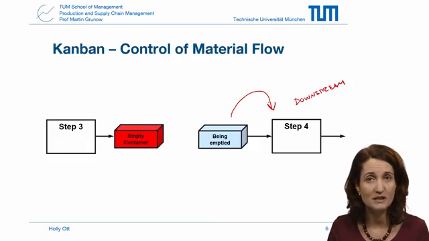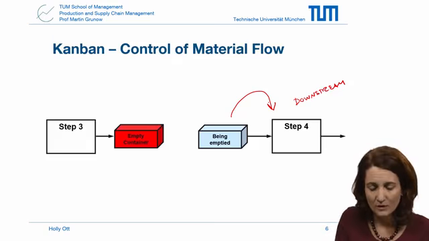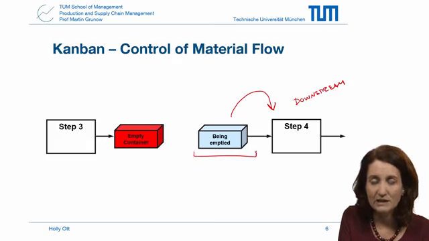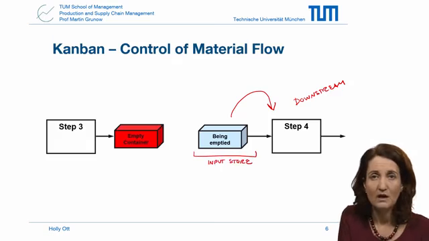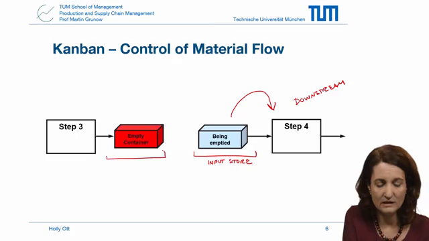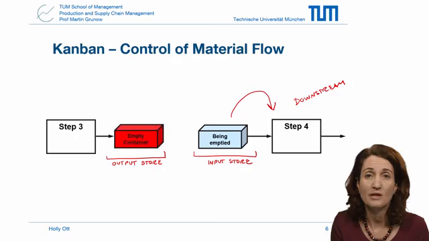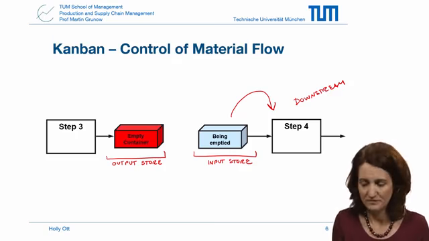Now, you've noticed this looks a little bit different than the sketch we had before. We have space here allocated in front of step 4 for the input material. Call it the input store. And we also see here at the output of step 3, we have space allocated for an output store for the produced material from step 3. Now here we only have one container at each of these input and output stores, but of course you could have more. And we'll talk about that in a little bit.